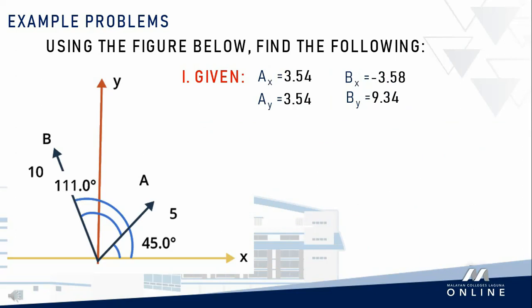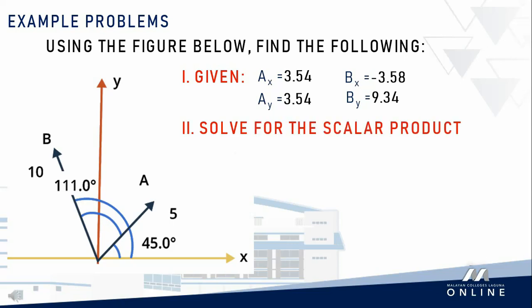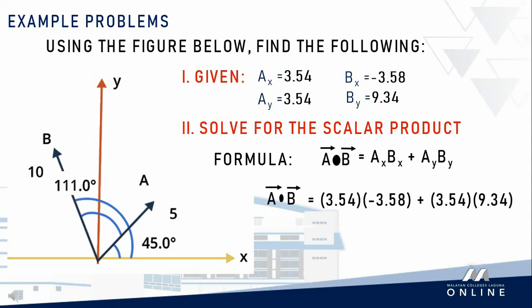Now that we got the x and y components of vectors A and B, we can solve the scalar product using the formula A dot B is equal to A sub x times B sub x plus A sub y times B sub y. We then substitute the values as this, solve as indicated in the operation, and finally, we will get the scalar dot product of 20.39.